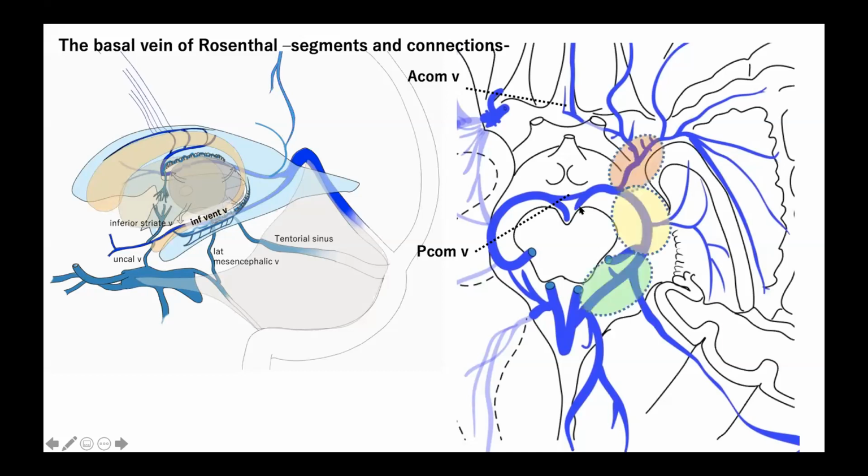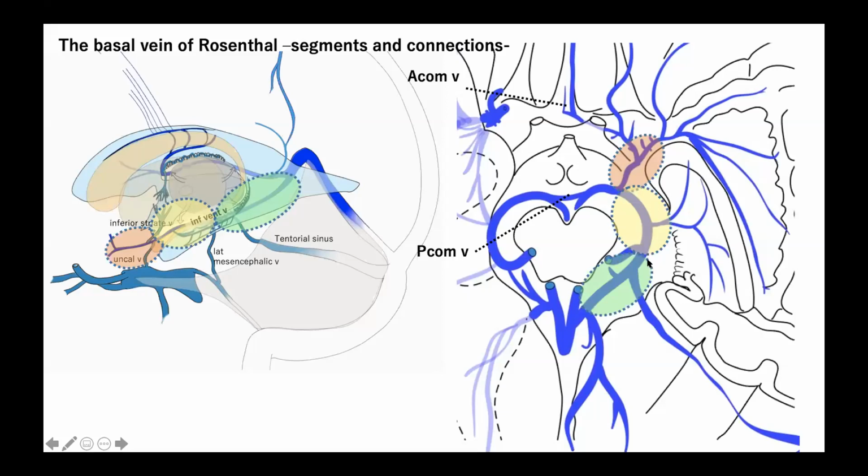We'll see that in detail later on, and this can be divided into three segments, as it was formed originally during the fetal stage. So we have three segments. You don't have to remember all the detail. So this segment is cut at the peduncular vein, and also this lateral mesencephalic vein.